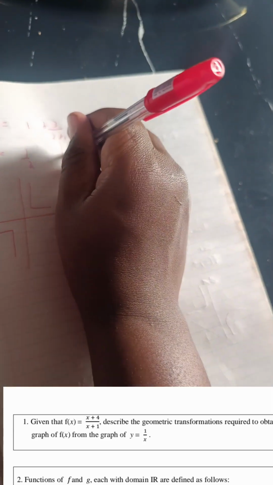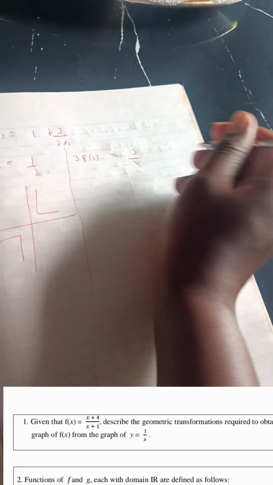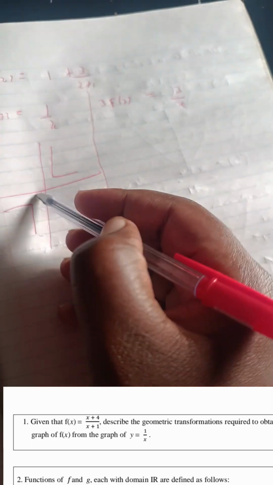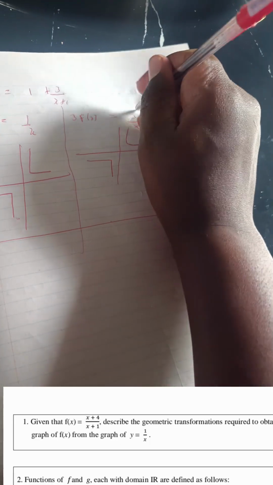So we stretch this one. It's 3f(x), which is the same as 3/x, right? We said that if it is something like this, we multiply every y term by 3. In this case the y is 0, and 3 times 0 is 0, so the asymptote remains unchanged. That is the first transformation.